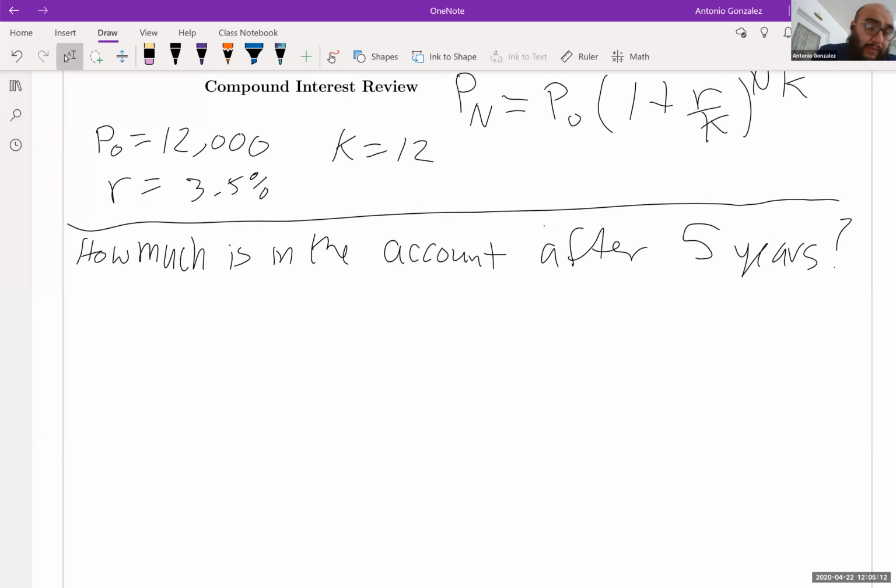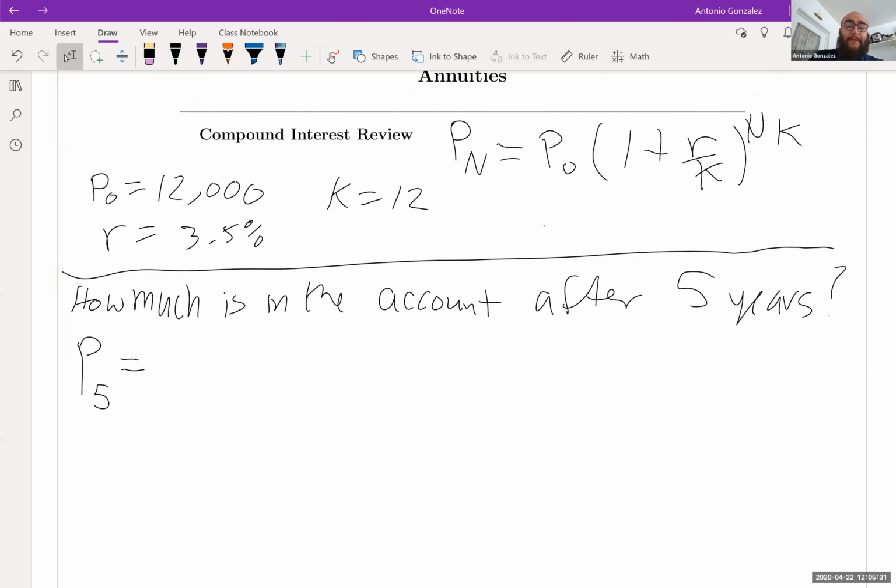So we would like to find P of 5. Here there's no choice of formula. We just have one formula, but we'll see later where it becomes crucial that we pick the right formula. For now, it's just one, so I know I have to use that one. So here P0 is 12,000. That's our initial deposit.